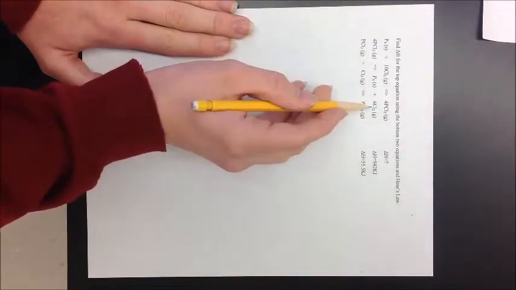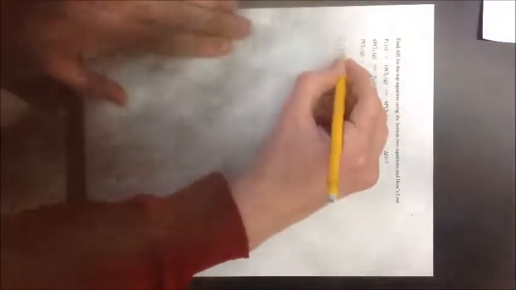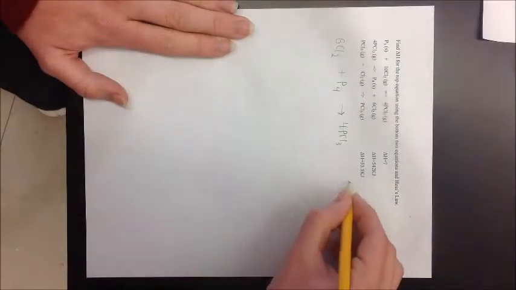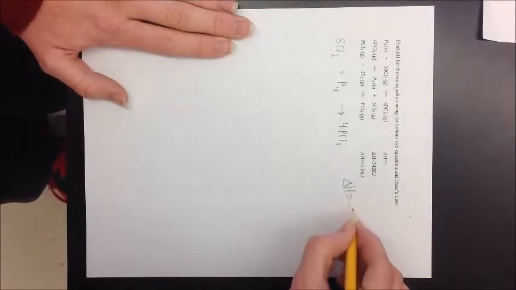So, what we're first going to do with this equation is flip it around, so we'll have 6Cl2 plus P4 changing into 4PCl3. And so what we do with the change in H is we make it negative.